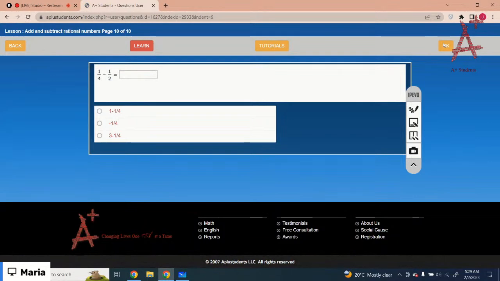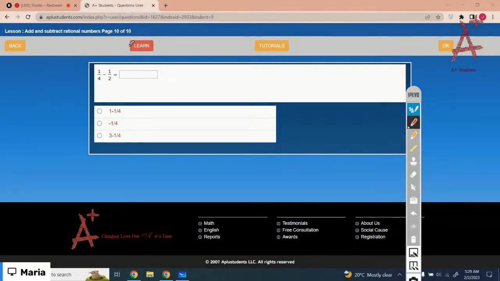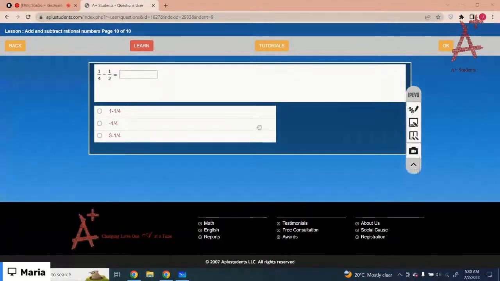Okay, the next one is 1 over 4 subtract half. So first of all, you have to make their denominators the same. So 2 times 2 is 4. So let's just multiply this fraction by 2. Got it? It would be then 1 over 4 subtract 2 times 1 is 2 and 2 times 2 is 4. Got it? So they have like denominators. Simply subtract their numerators. So 1 minus 2 is negative 1 over 4. So the correct option is negative 1 over 4. Got it? So just select the correct option. The correct option is negative 1 over 4. And then click on the OK button.